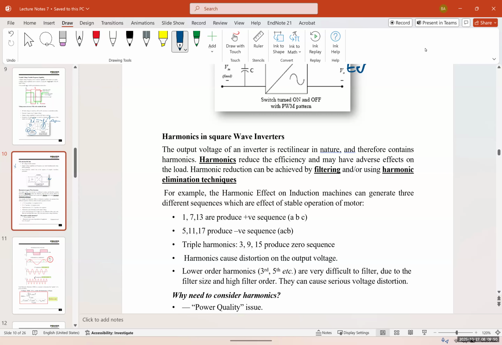So for example, if we have an induction machine, an induction motor, the harmonics can affect it in three different sequences, and will affect the stable operation of the motor. We have the 1st, 7th, and 13th harmonics, which produce a positive sequence, or ABC. The 5th, 11th, and 17th produce the negative sequence.